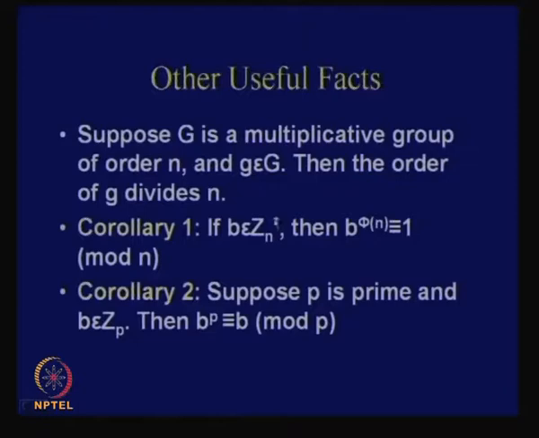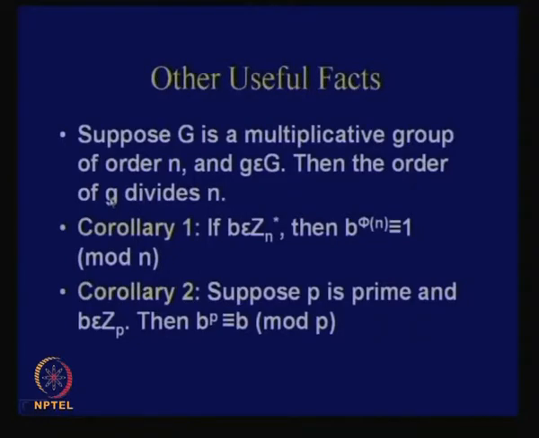So, we will now conclude with some more useful facts, which will be useful for our RSA understanding. Suppose G is a multiplicative group of order n, and g belongs to G. Order n means that the number of elements is n. Then the order of g will divide n. So, what is small g's order?